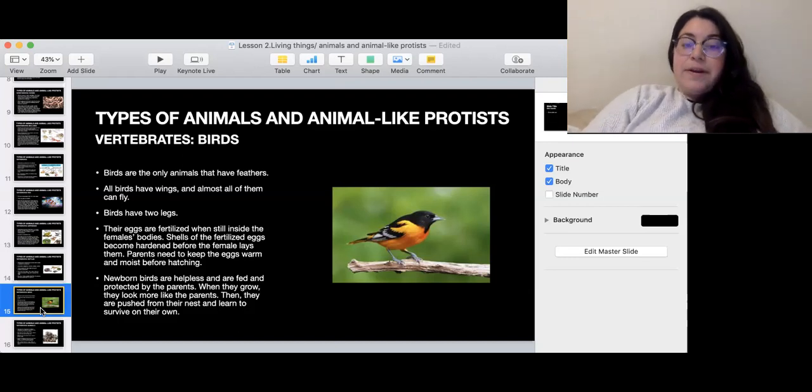Their eggs are fertilized when still inside the female's body. The shell of the fertilized eggs becomes hardened before the female lays them. Parents need to keep the eggs warm and moist before hatching. And the newborn birds are helpless, and they have to be fed and protected by the parents. But when they have grown, they look more like the parents, and then the parents push them out of the nest, and they have to learn to survive on their own.